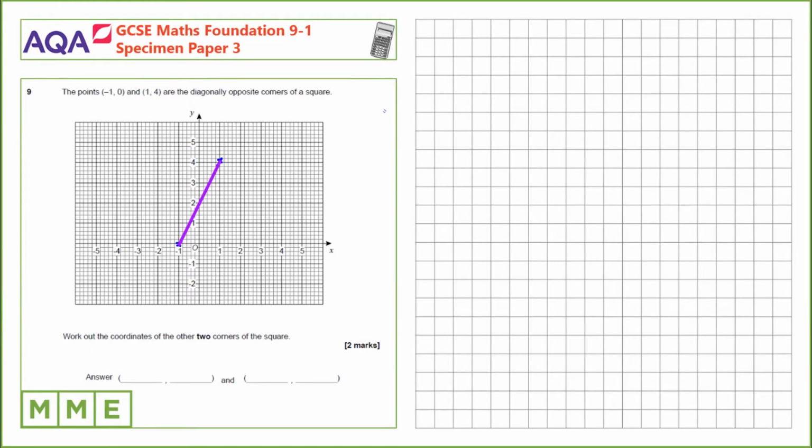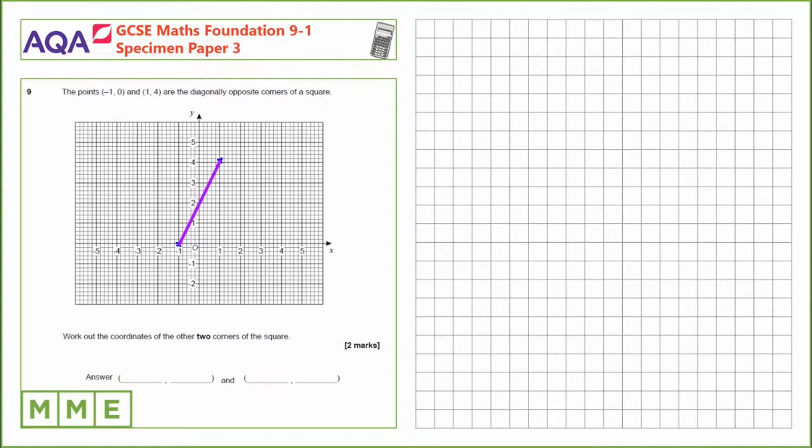Question 9. The points minus 1, 0 and 1, 4 are the diagonally opposite corners of a square. Work out the coordinates of the other two corners of the square. Diagonally opposite corners of a square must meet at 90 degrees. We'll have a line somewhere here, and both these two lines will meet at 90 degrees. This point will be the point where they meet, halfway along both these lines.